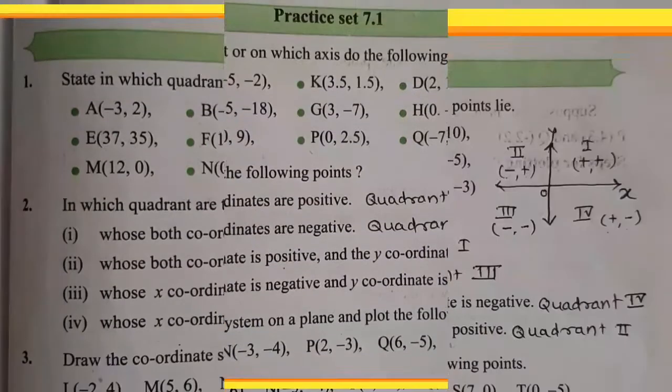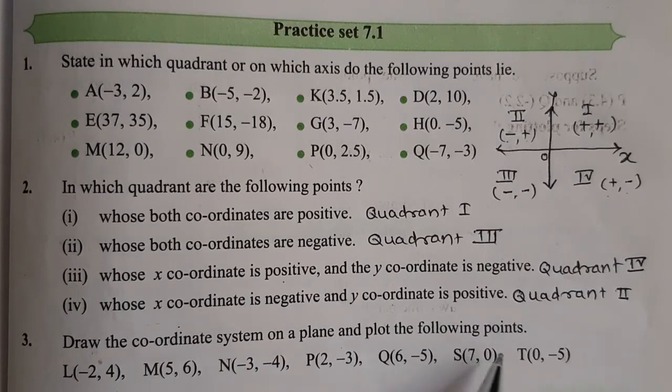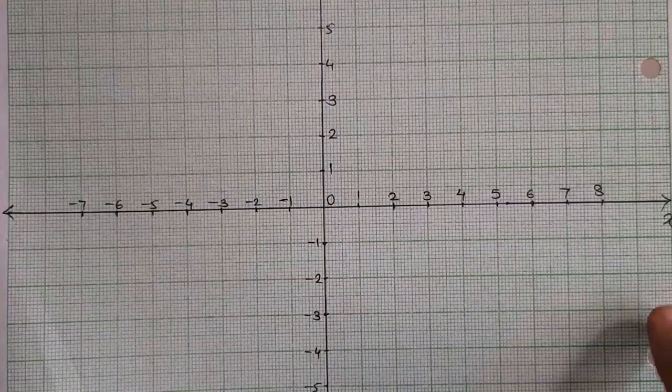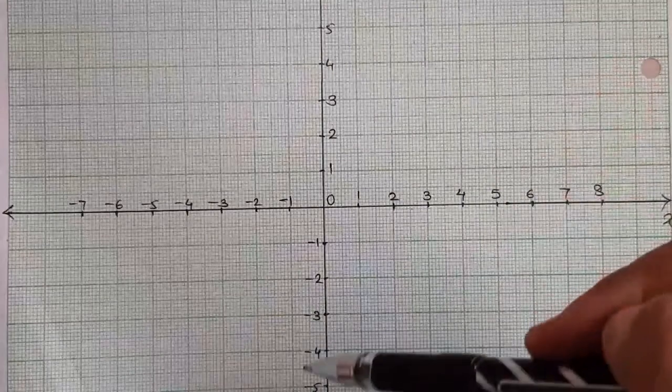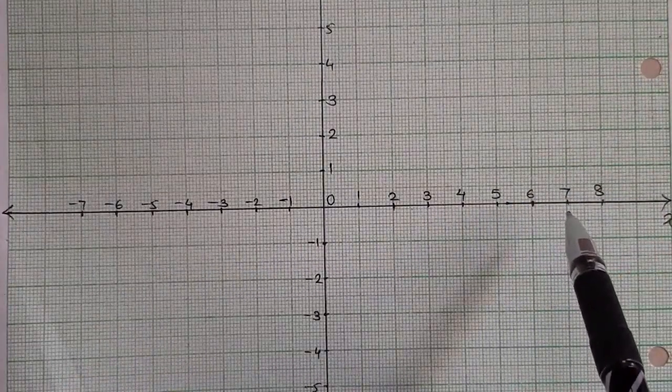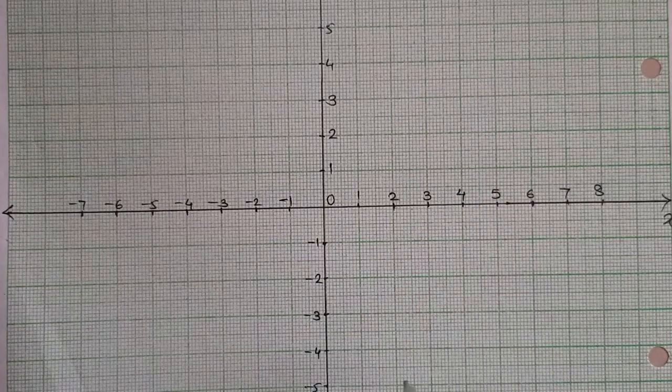The question is: draw the coordinate system on a plane and plot the following points. Now I will show how to plot the points in a coordinate system. First of all, you have to draw the x-axis and a vertical line, that is the y-axis. Then you have to plot the points accordingly on graph paper.